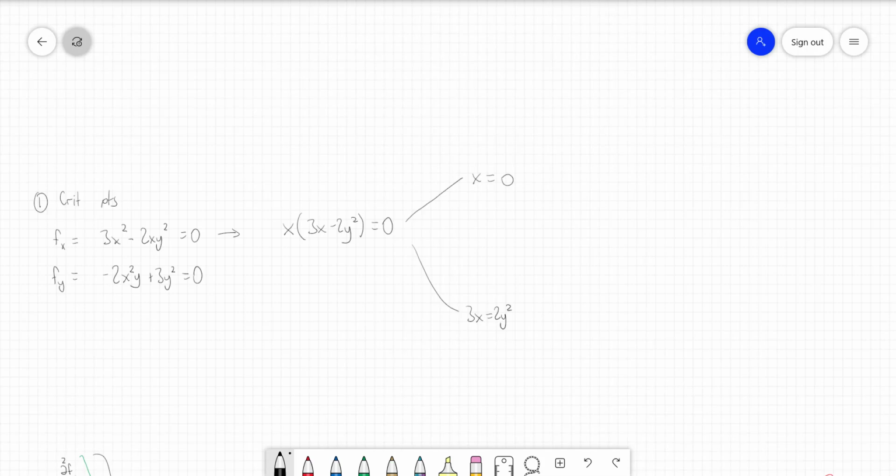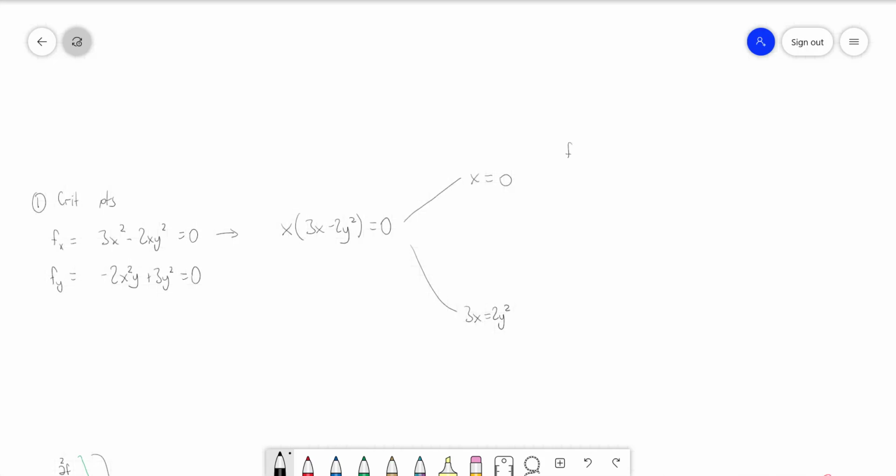Now if x is 0, then looking at my second equation, the fy equals 0 equation, and I plug in 0 for x, it will give me 3y squared equals 0. So therefore y must be 0, and that gives me one critical point. Now let's see, otherwise 3x is equal to 2y squared. Let's replace x with 2/3 y squared. So I'll plug that into this equation. Okay. So I'm going to replace x with 2/3 y squared.